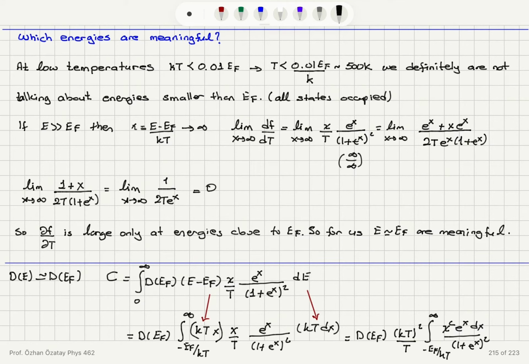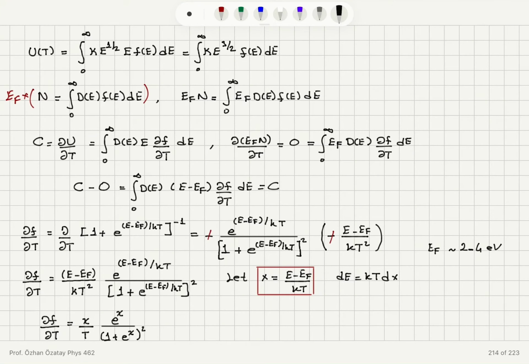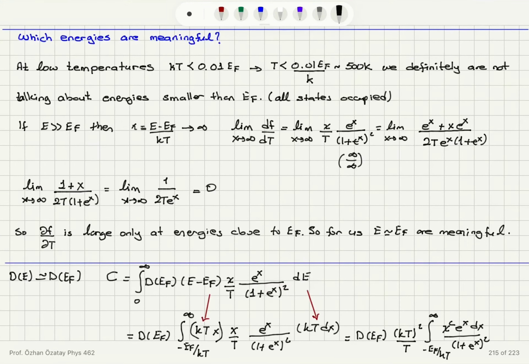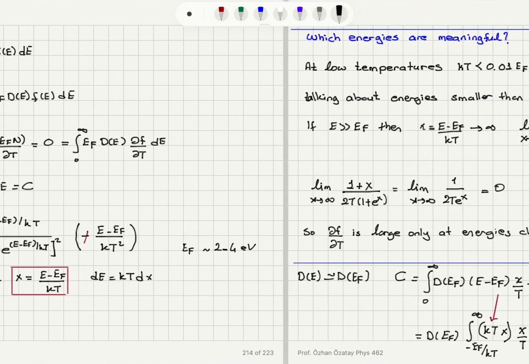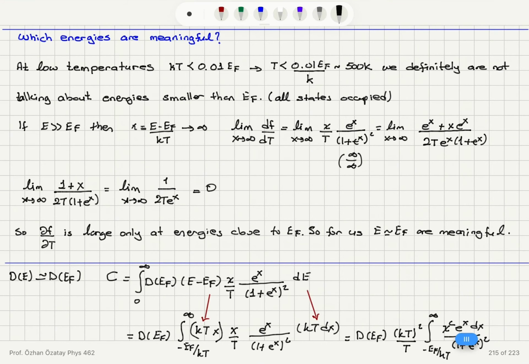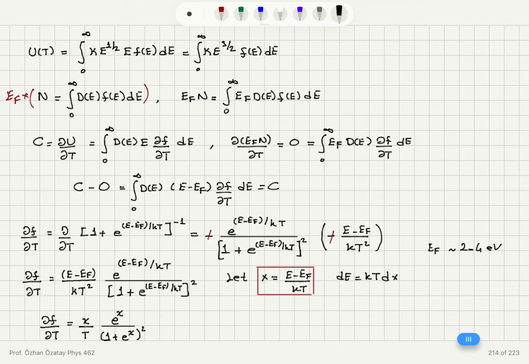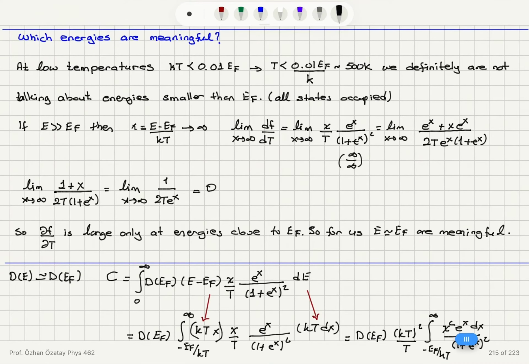For this calculation, only energies close to the Fermi energy are meaningful. So therefore, instead of considering density of states, we can replace it with density of states at the Fermi energy. So C will be the integral from 0 to infinity, density of states at Fermi energy, (E minus E Fermi), del f del t dE. For del f del t, we substitute x over t, e to the x over (1 plus e to the x) squared dE.